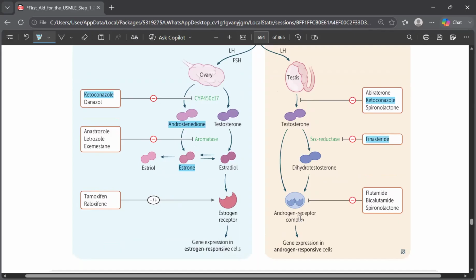And the androgen receptor complex is inhibited by flutamide, bicalutamide, and spironolactone. Spironolactone again acts on two positions, on the production of testosterone and also a negative influence on the androgen receptor complex. And this androgen receptor complex under normal conditions would cause gene expression in androgen responsive cells.